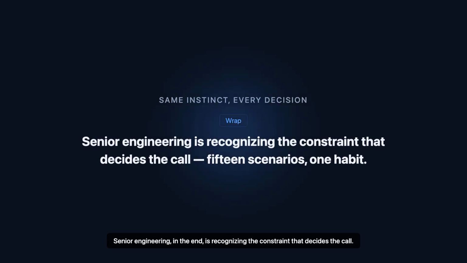Senior engineering, in the end, is recognizing the constraint that decides the call. 15 scenarios, 1 habit. The same instinct that makes a good architecture review also makes a good scenario answer. Read for the qualifier, eliminate what won't survive it, prefer the platform primitive. Carry that into the next sprint, and the calls start making themselves.